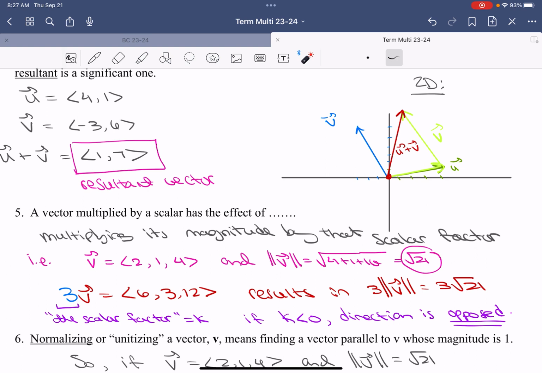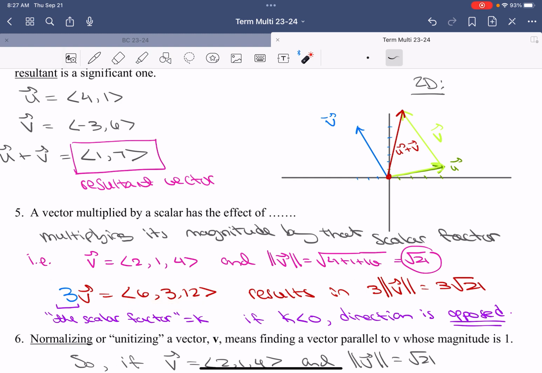In text, they'll often refer to that number as k. So k is the scalar factor. When you multiply a vector by a scalar factor, what you merely do is multiply each of the components by that scalar factor. So you get 6, 3, 12.